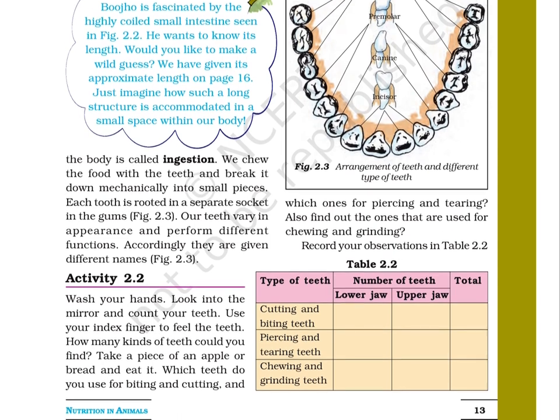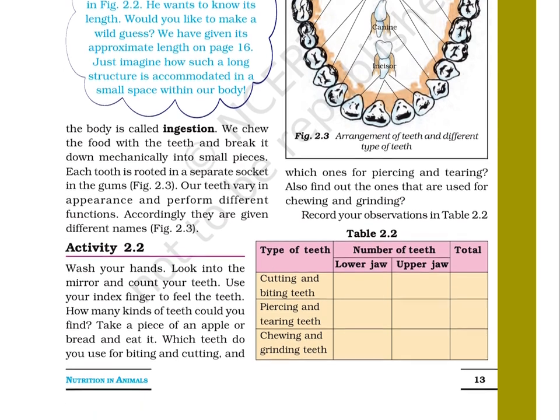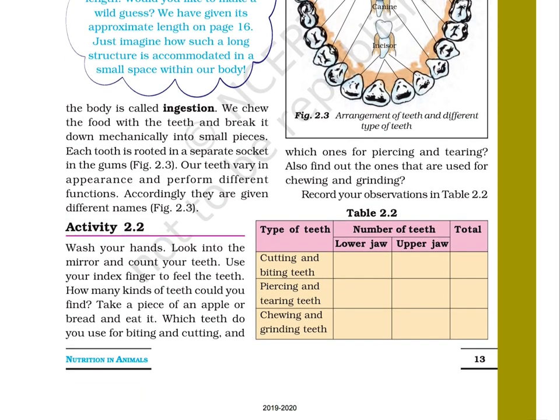Page 13. We chew the food with the teeth and break it down mechanically into small pieces. Each tooth is rooted in a separate socket in the gums. We can observe this in figure 2.3. Our teeth vary in appearance and perform different functions. Accordingly, they are given different names. We will know more about this with the help of figure 2.3.